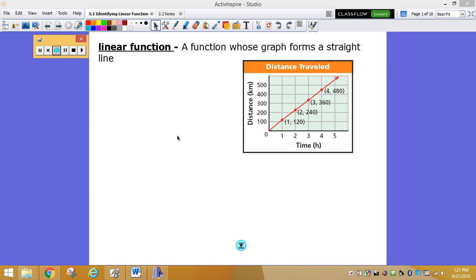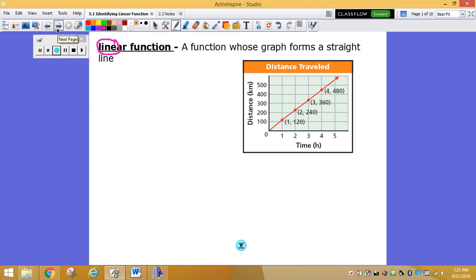So this lesson is on linear functions and how to tell if it's going to be linear or not. So we're going to start off with what is a linear function. It's a function whose graph forms a straight line. Pretty easy to remember because the first four letters of linear spell line. So linear just means it makes a straight line.